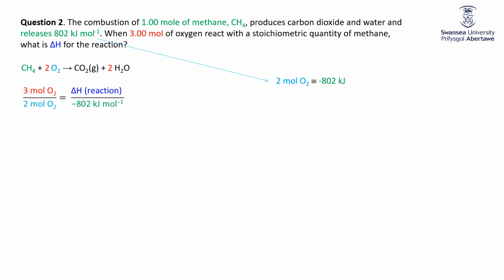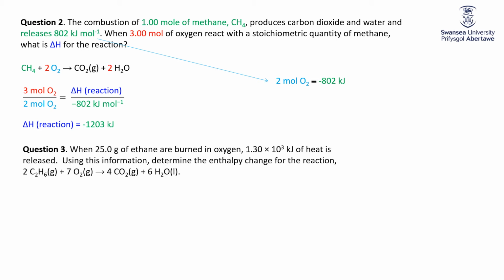I like to set it up as ratios. We've been asked for what is the delta H for 3 moles. So what is the delta H for 3 moles? We do know that 2 moles has a delta H of minus 802 kilojoules. So you just match it up in the little ratios. Solve the equation, and delta H for that particular one, for 3 moles of oxygen reacting, is minus 1203 kilojoules.